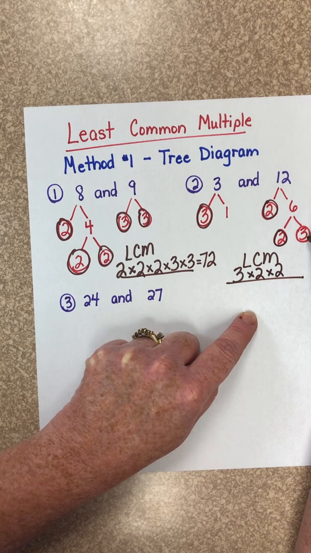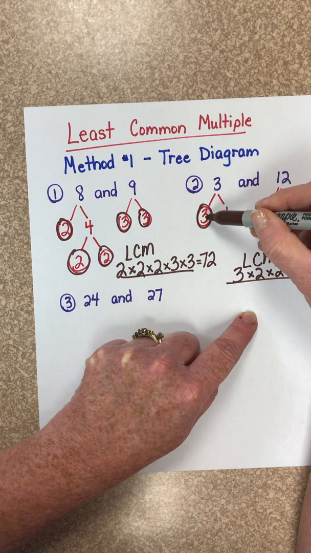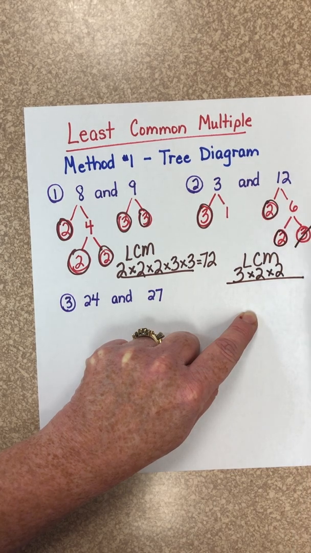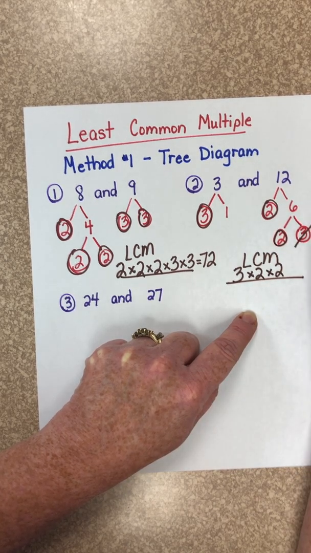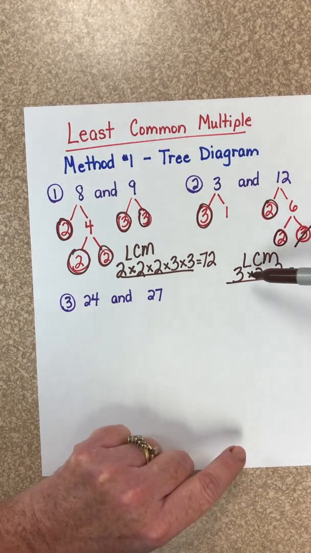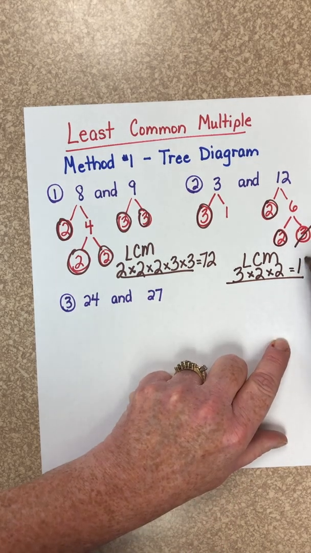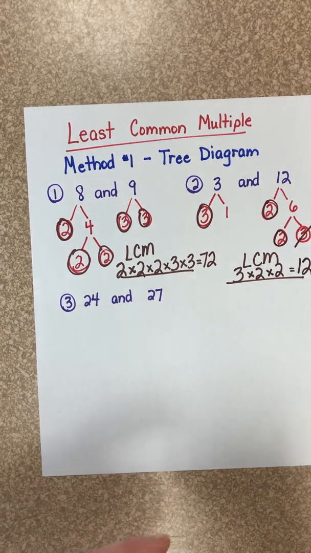And then I look and I see a 3, but I had a 3 in the first tree, so I do not need that one. So I'm going to mark that one out. And now we're going to multiply the prime factors we have left. 3 times 2 is 6, and 6 times 2 is 12. So the least common multiple of 3 and 12 is 12.